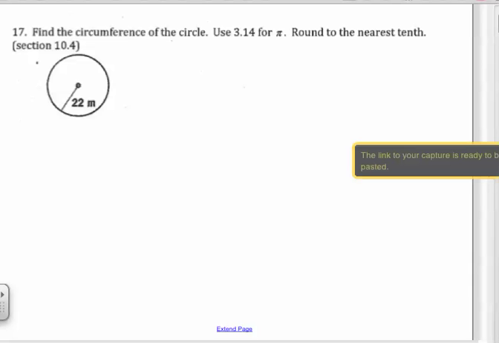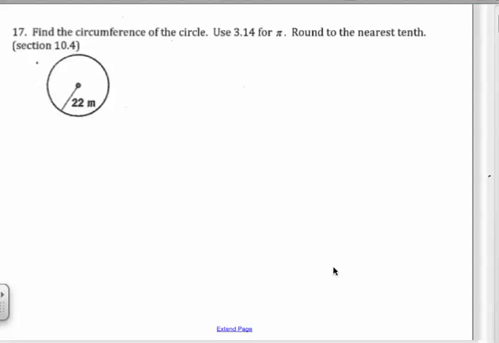All right, guys, in number 17 it says find the circumference of the circle. Use 3.14 for pi. Round to the nearest 10th. So they gave us a lot of information there to do this problem. First, I'm looking for the circumference. And guys, I hope you'll remember there are two important formulas that we have to memorize for a circle.